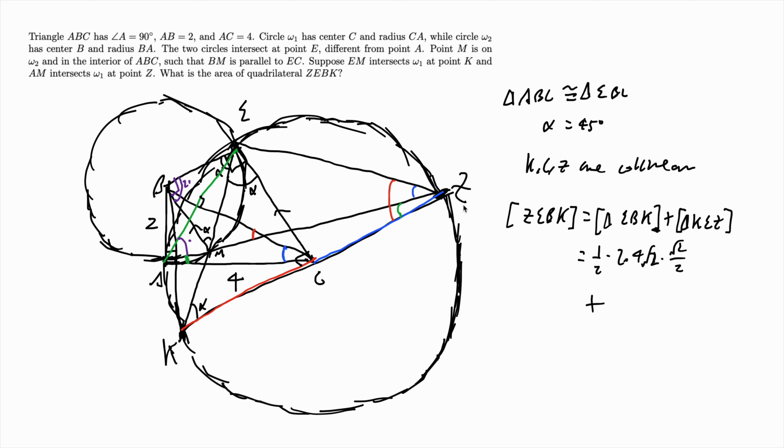KEZ. Now this is where you could actually use our lemma. So K, C, Z are collinear. That means the area of this is simply 1/2 times KZ times EC, yes, because it's also 90 degrees. So it is 1/2 times 8 times 4. So we cross these out, and we have 4 plus 16, which is 20. And that is indeed our answer.